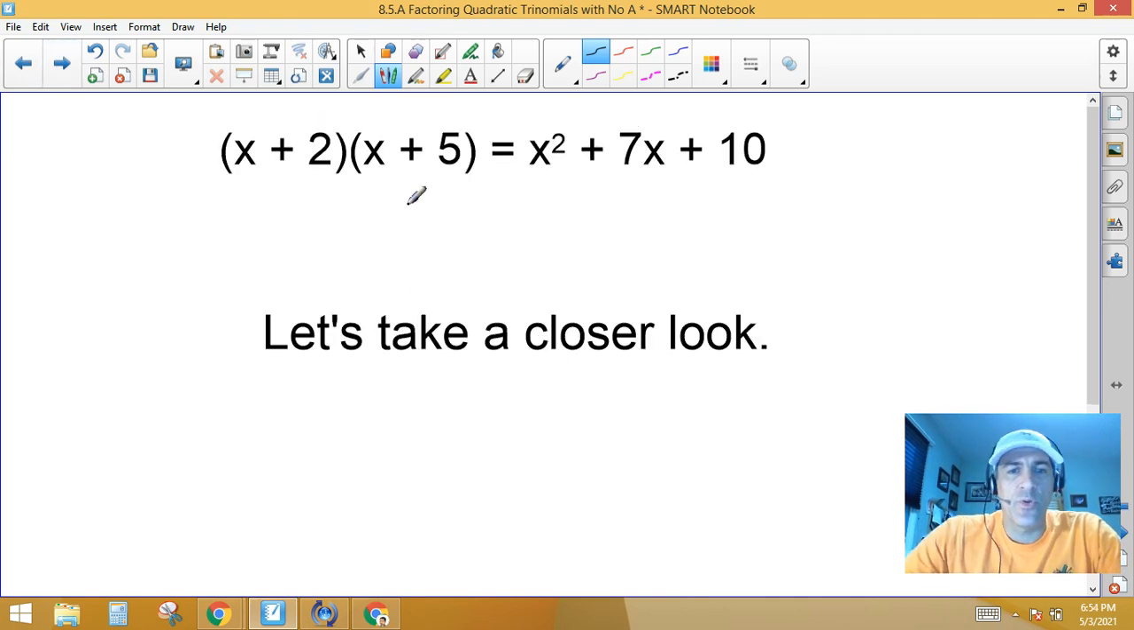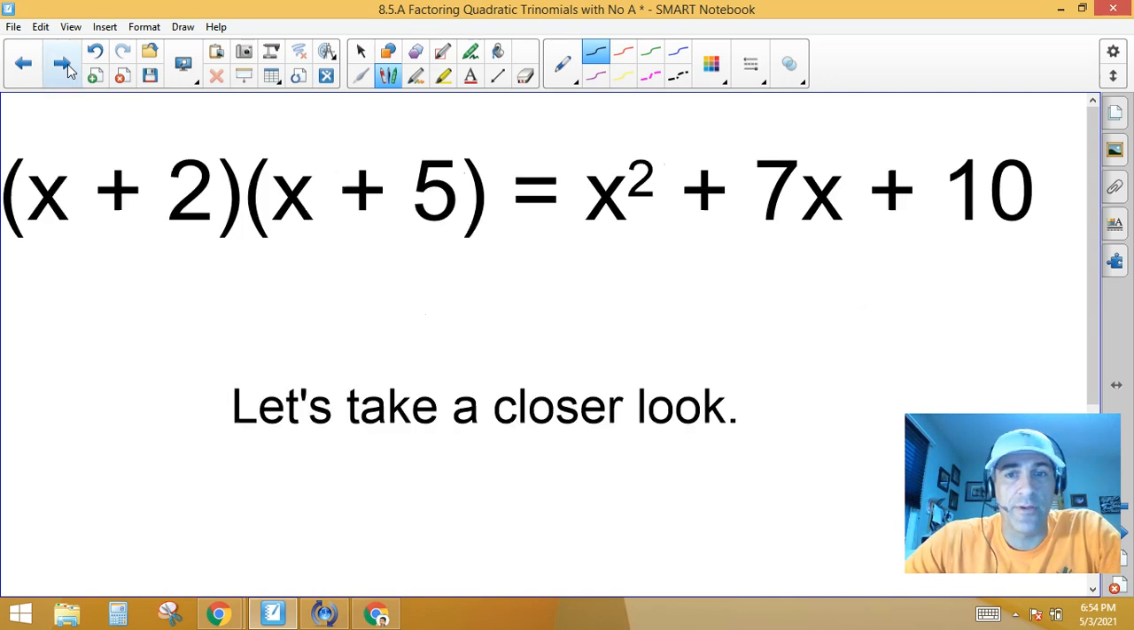Okay, so let's take a closer look at this. So here I have x plus 2 times x plus 5, and it equals x squared plus 7x plus 10. You learned multiple ways to do this previously. We could have used the FOIL. We could have distributed. We could have used an area model. But like I said, let's take a closer look.